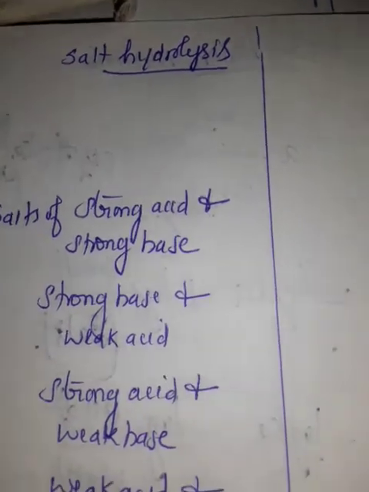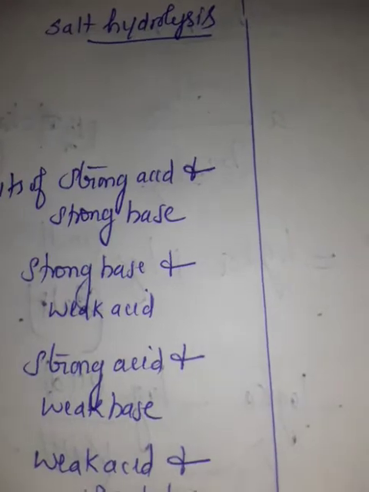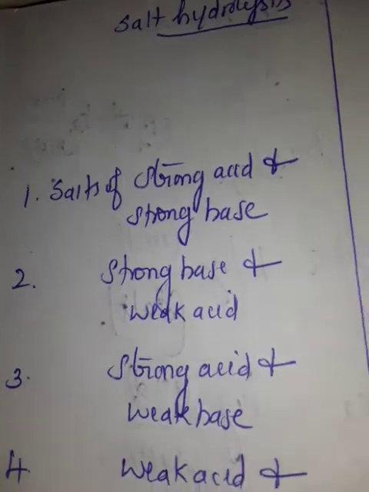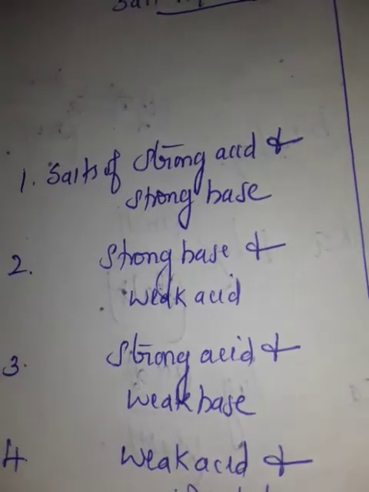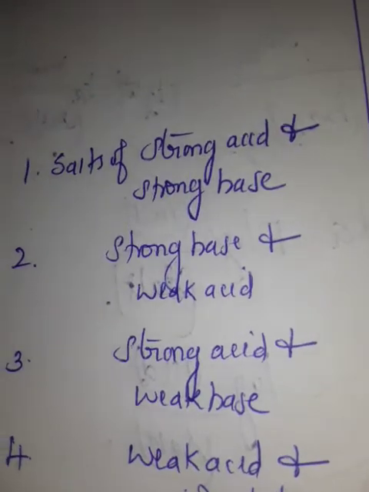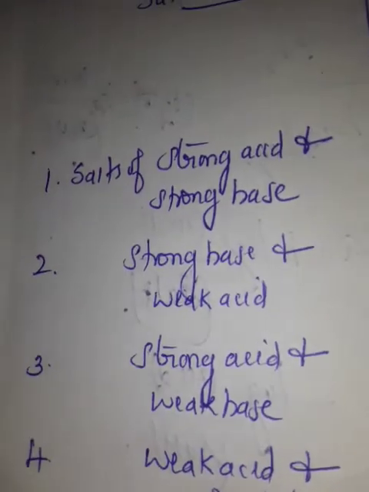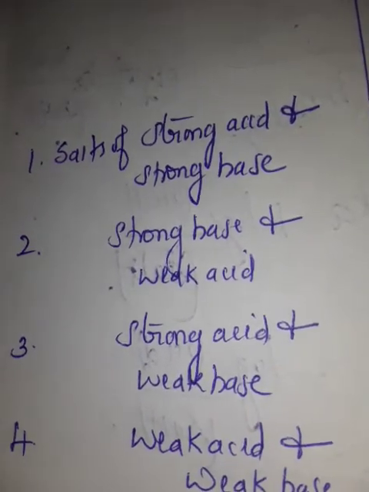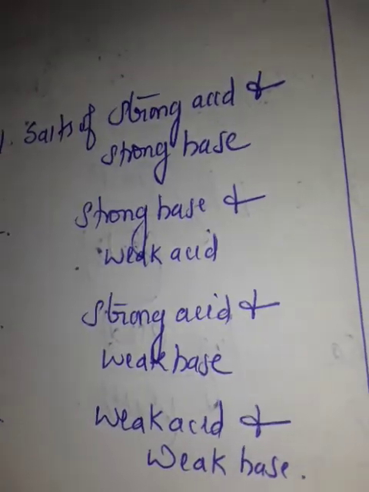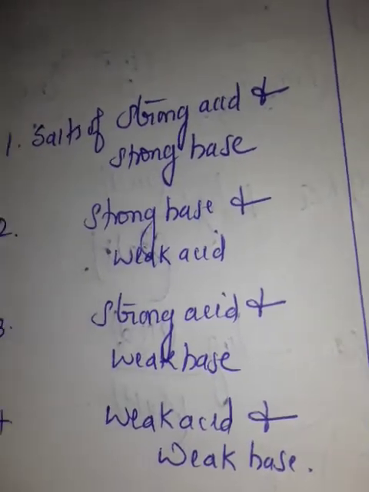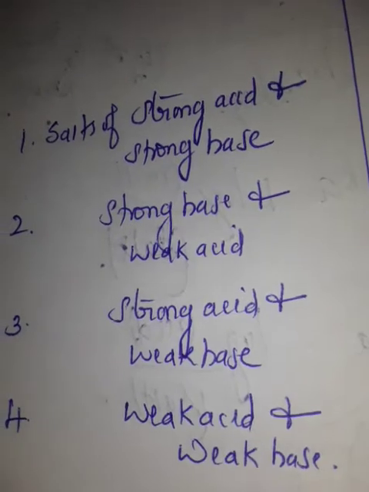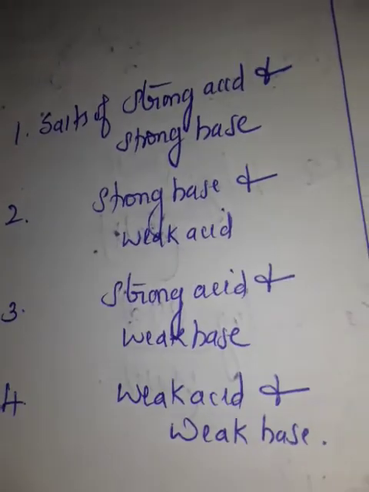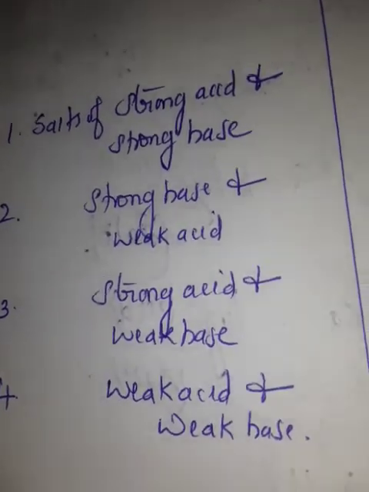Children, the next topic we are going to learn is salt hydrolysis. When an acid reacts with a base, a salt and water are formed, and this reaction is called neutralization. The salt gets completely dissociated in aqueous solution to give its ions. The ions are hydrated in water. In certain cases, the cation and anion both react with water, and this reaction is called salt hydrolysis.